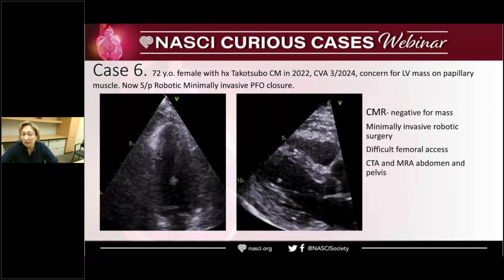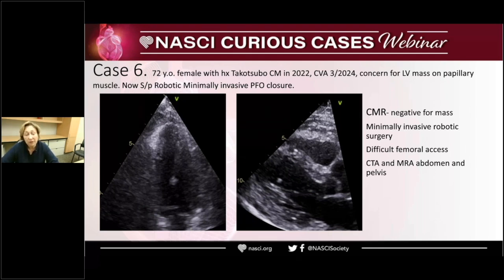We did cardiac MRI to look for additional lesions and to evaluate valves, etc. We didn't really see anything on MRI. I didn't bring it to just show a normal MRI. So based on the echocardiography, the patient went on to have surgery.